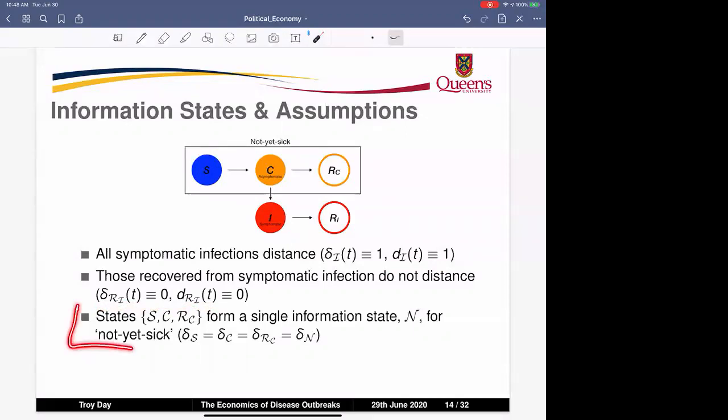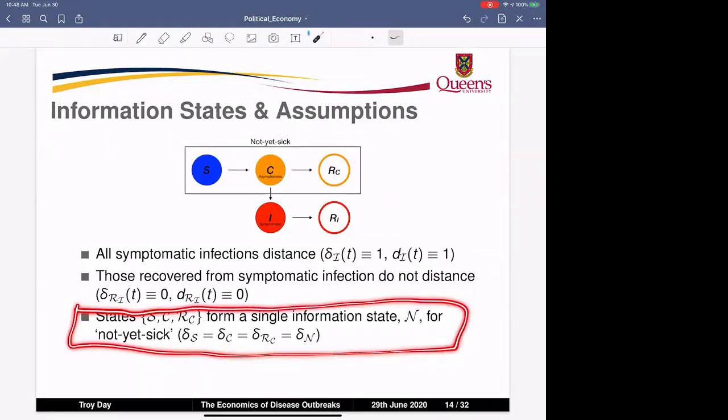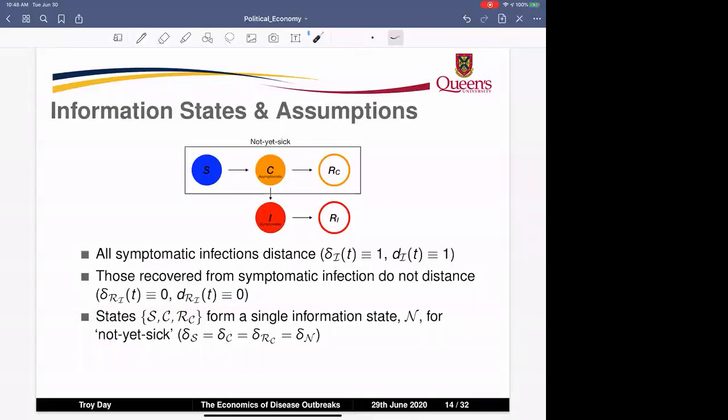So really, I'm going to focus only on this not yet sick class for my analysis here, and I'm going to ask, what should their behavior be? Because an individual can't tell whether they're in S_C or R_C, they're going to have to use the same behavior regardless of which of those states they're in. So we're going to call those the not yet sick individuals, and delta subscript N here is going to be their behavior, either distancing or not, given they're in that class.